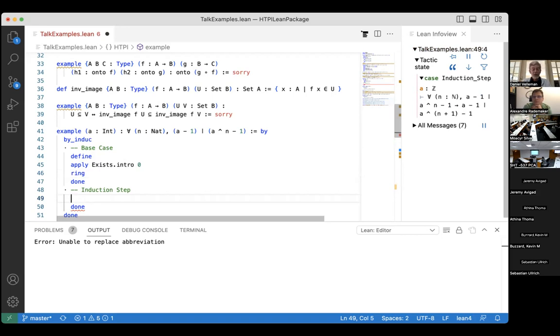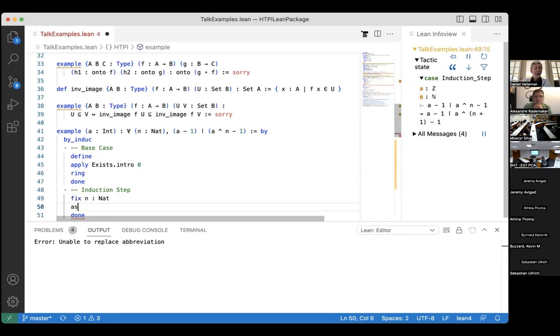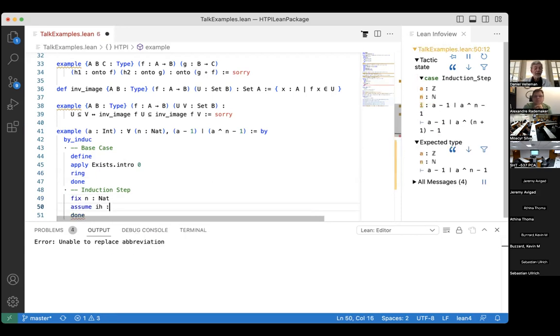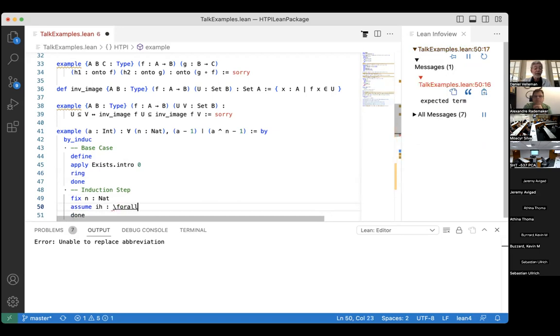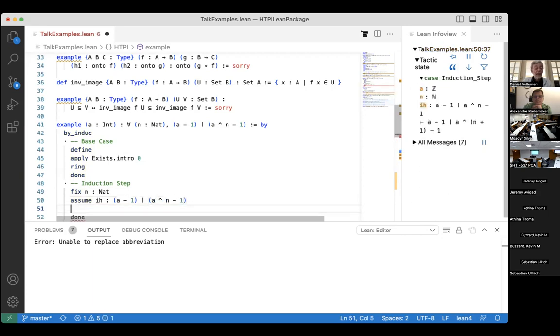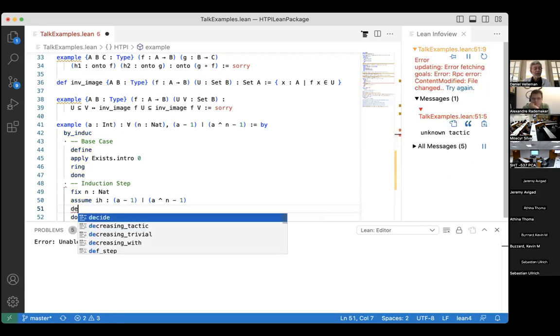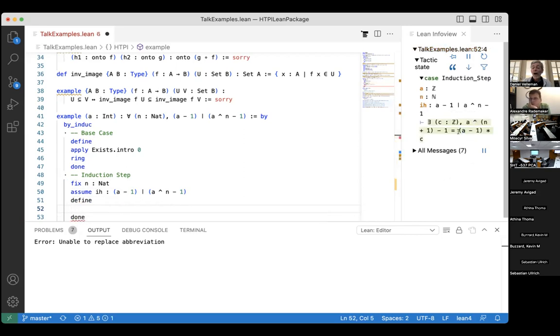Induction step. Well, I should let n be an arbitrary natural number. I'll call it IH, the inductive hypothesis. The inductive hypothesis is just the statement A minus 1 divides A to the n minus 1. And my goal is to prove that A minus 1 divides A to the n plus 1 minus 1. Maybe again, I'll write out the definition. So I have to come up with an integer now so that A to the n plus 1 minus 1 is equal to A minus 1 times that integer C.